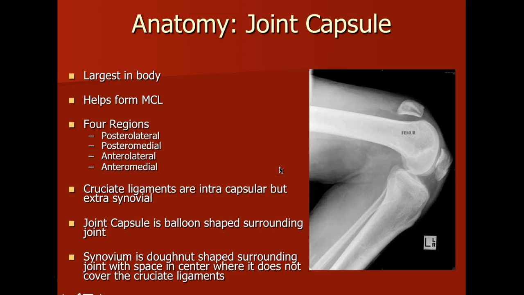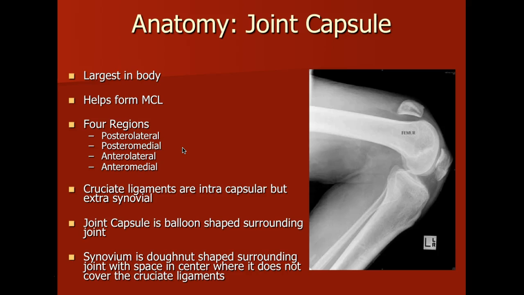So one other important anatomical structure in the knee is the joint capsule. In the knee, it's the largest in the body, and like it says in the bullet point here, it helps form the MCL. So all of our ligaments that we've talked about so far are intracapsular, meaning that they're within that joint capsule. The only one that really isn't is the LCL, the lateral collateral ligament.